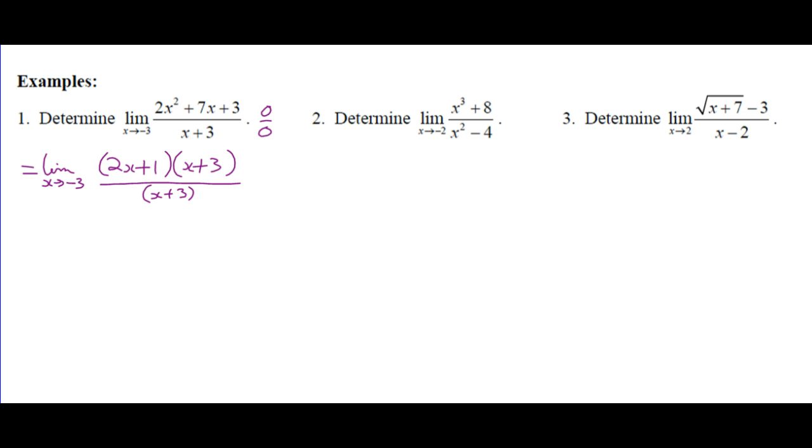So it does factor. Verify it. Don't just say, oh, this has to cancel, and then it doesn't. So you verify, and you cross these guys off. So that's the limit as x approaches -3 of 2x plus 1. Must say the limit as. Now we're ready to substitute. So that's 2 times -3 plus 1, which is -6.